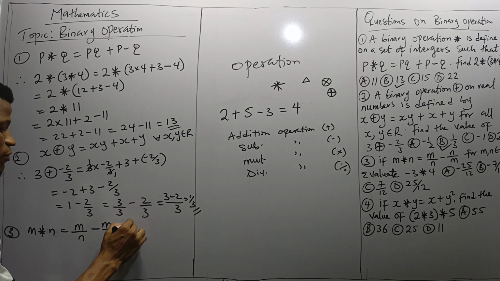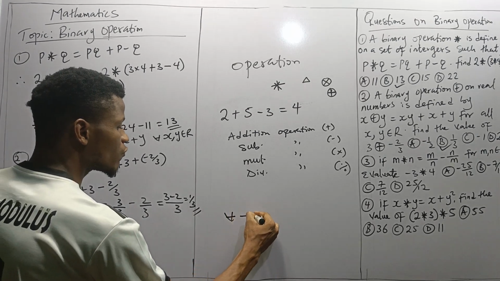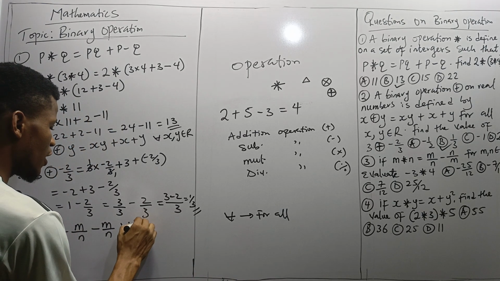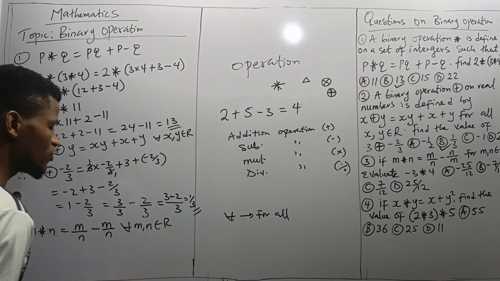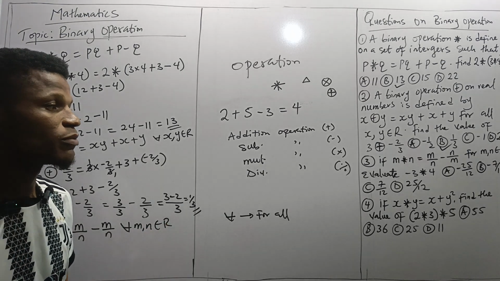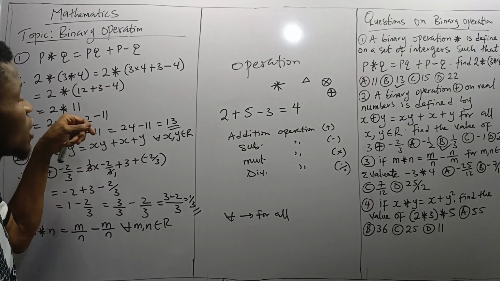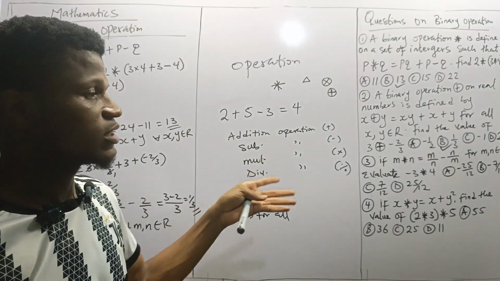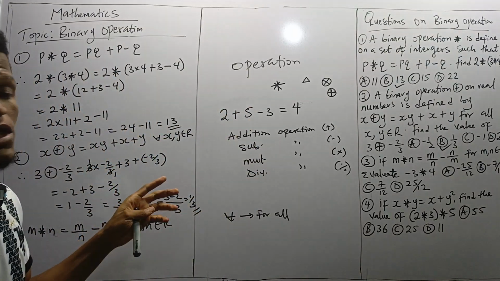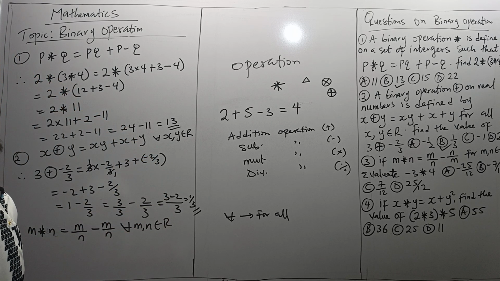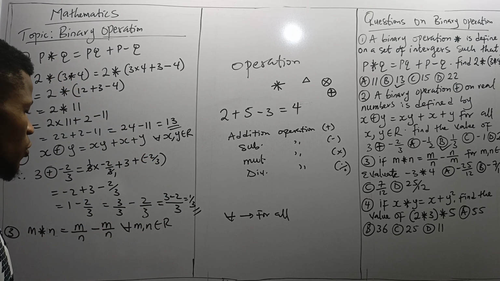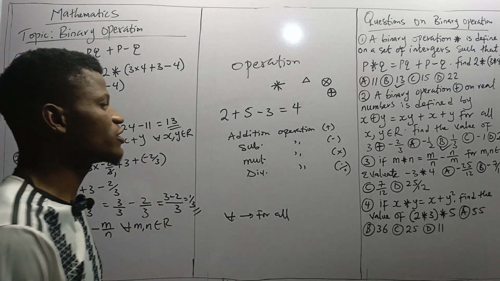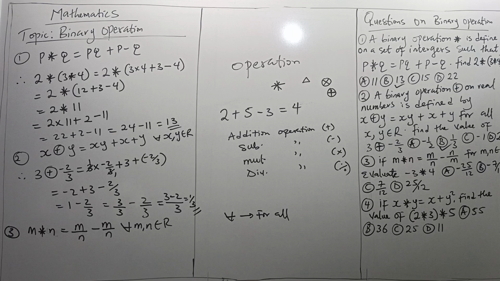For all what? Remember I told you I'm using this as a symbol of for all. For all m and n which are real, meaning that m and n are coming from the set of real numbers. Please make sure that before you start with this topic, you must have a basic knowledge of sets, because that is the knowledge we are using to understand binary operation better. So from this formula we can evaluate minus 3 operation 4.